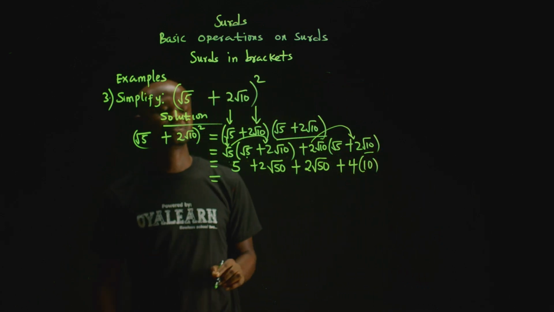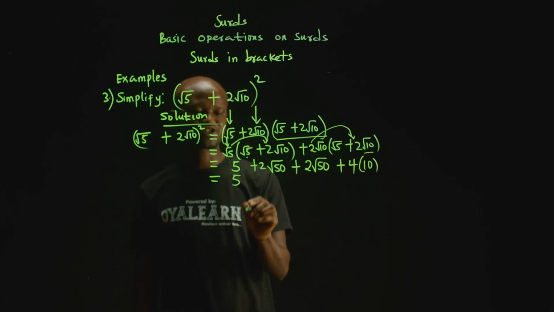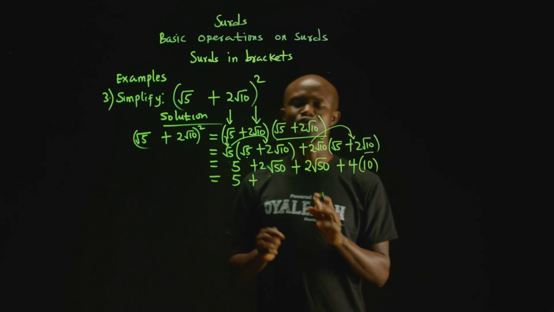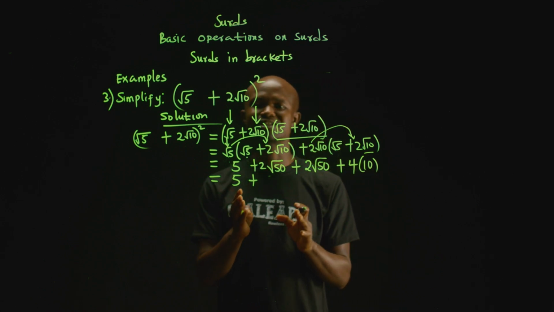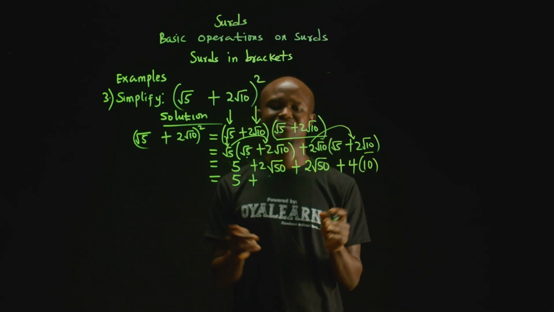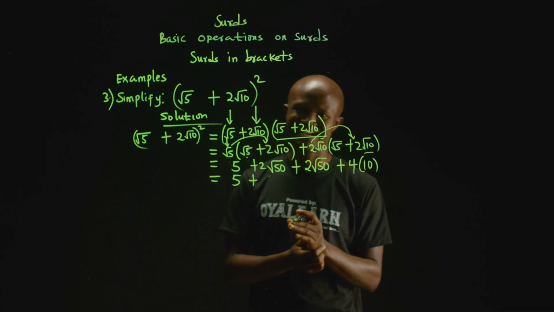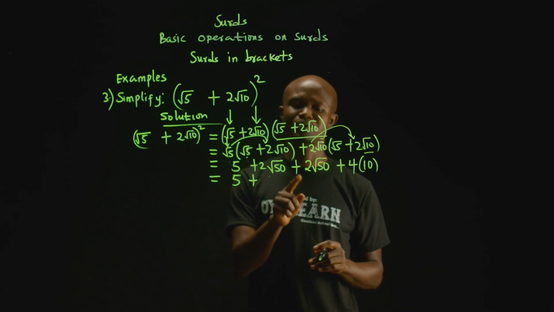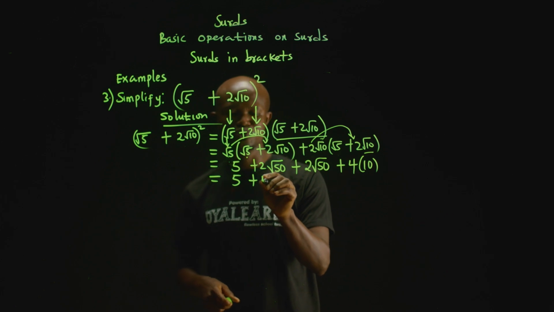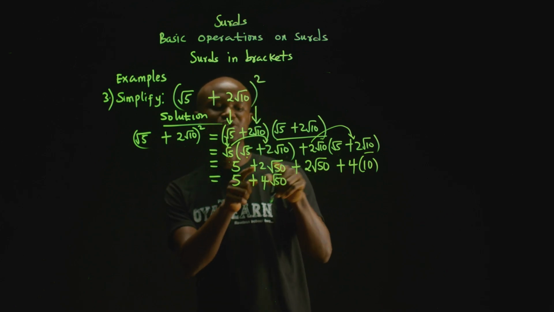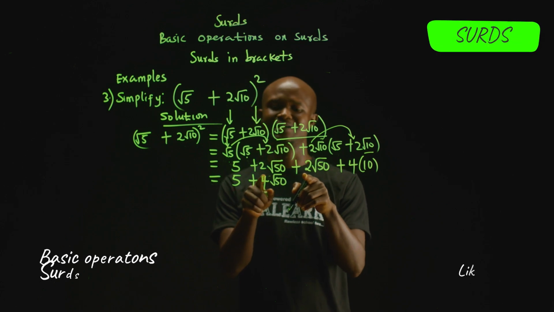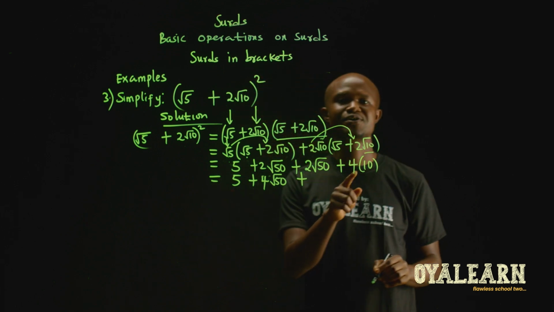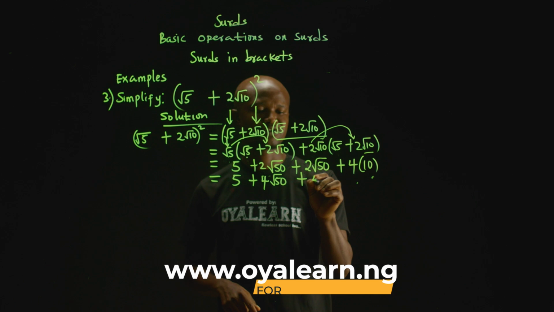This is equal to what? Now we have 5 plus, now we can see that 2 root 50 and 2 root 50, they are the same. So we say like terms. So it's just like you adding 2x plus 2x, which will give us 4x. So 2 root 50 plus 2 root 50 will give us 4 root 50. We are adding the coefficient of root 50 together. So we have 4 root 50. Now, plus, what are we having? 4 times 10. That will give us what? 40.